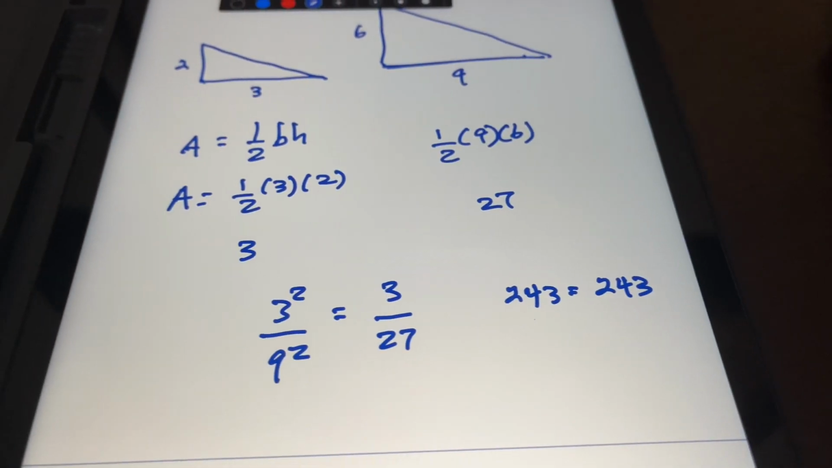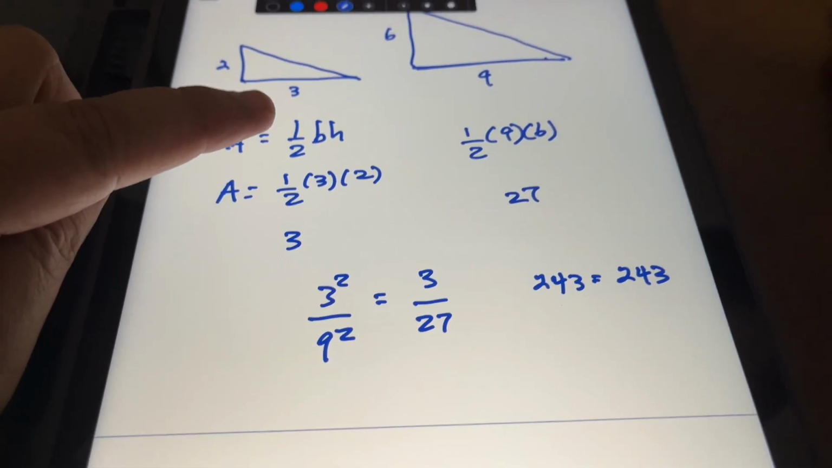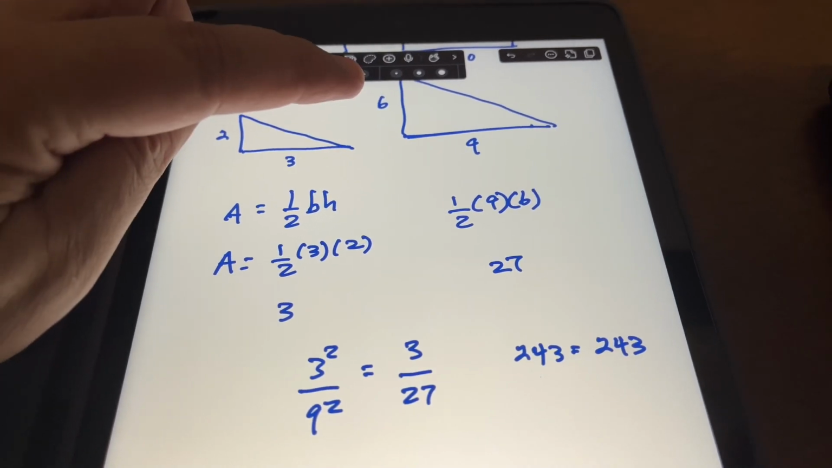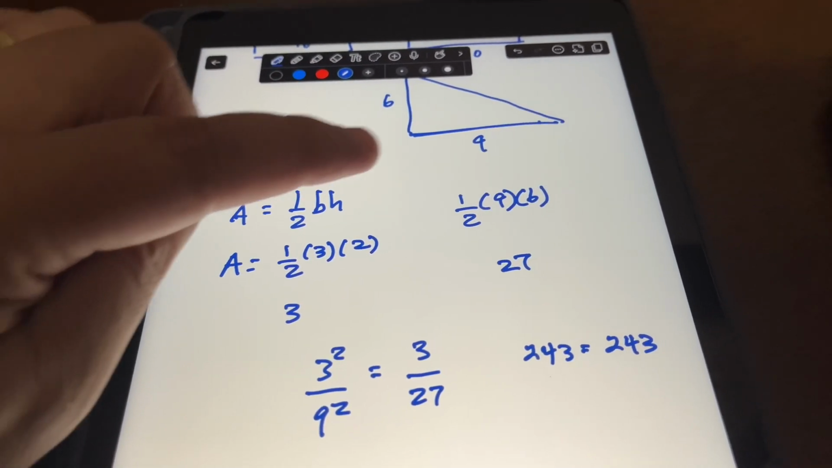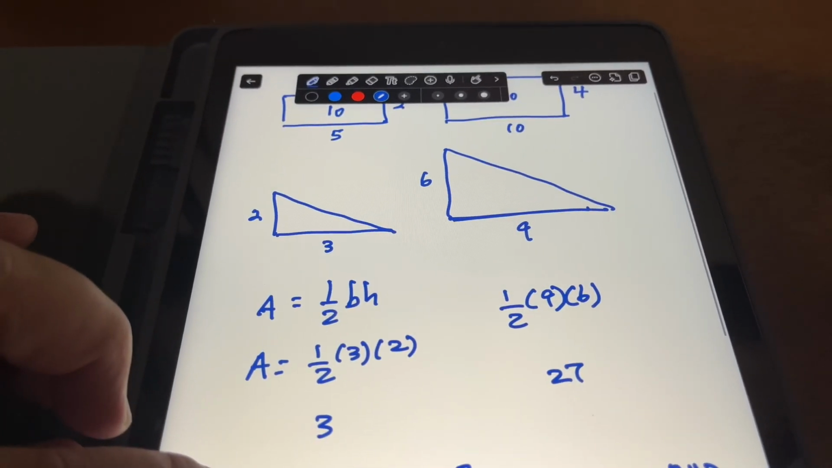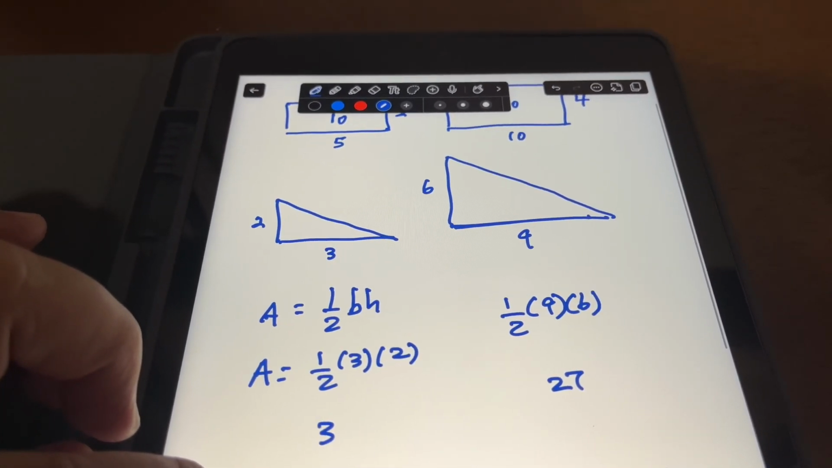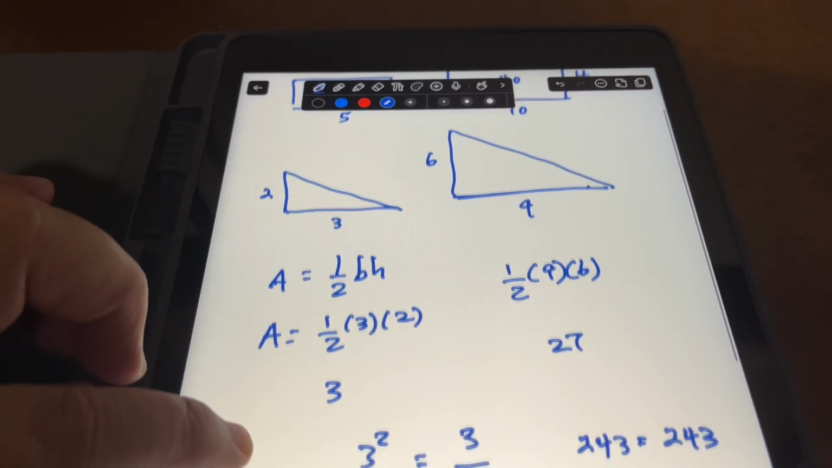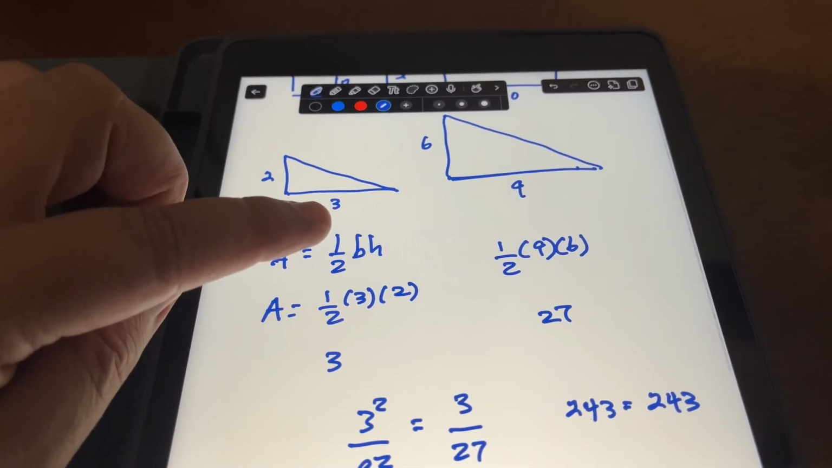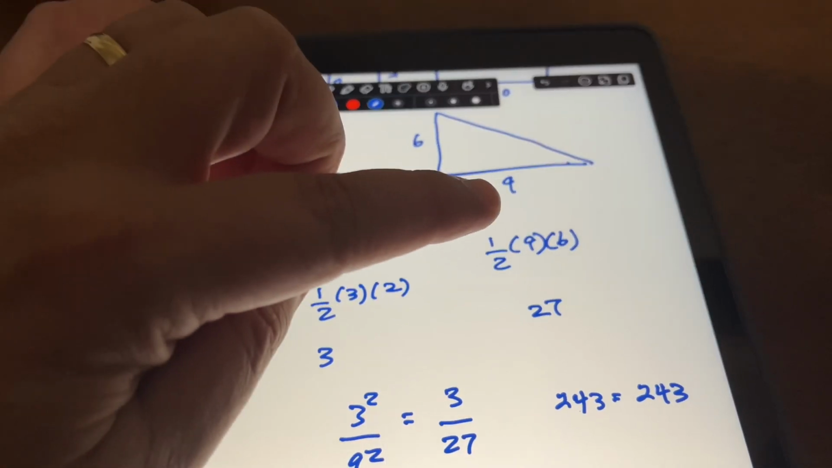Let's apply our principle here. Notice, because 2 multiplied times 3 is 6, and 3 multiplied times 3 is 9, these are proportional in terms of their increase. Both of the measurements increase by a factor of 3. Then what we can write down here is that 3 squared is going to compare to 9 squared.